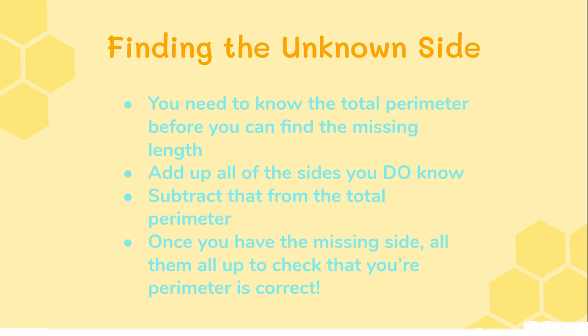Subtract that from the total perimeter. You're going to subtract all the numbers that you do know from the total perimeter that the problem gives you. It gave us 22, we added up all the sides and got 18, so we subtract 22 minus 18. Then we have that our missing side is 4. Now add all of those up together and make sure it gets 22, because your missing side plus all the sides that you do know equals the perimeter. So we're going to do a couple together.